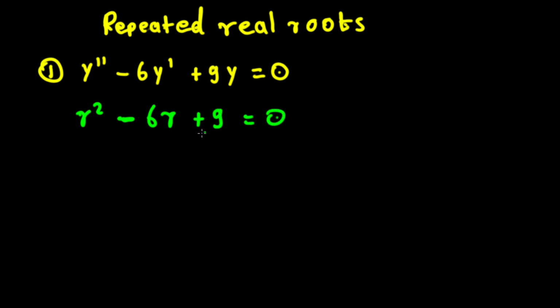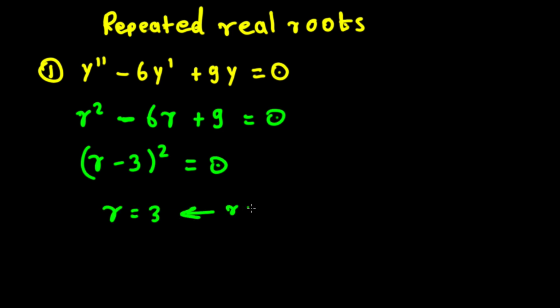Now we have to factor this one. If you factor this one, you will get r minus 3 square. This is equal to 0. So from this one you can see r is equal to 3 repeated. So this is a repeated real root.